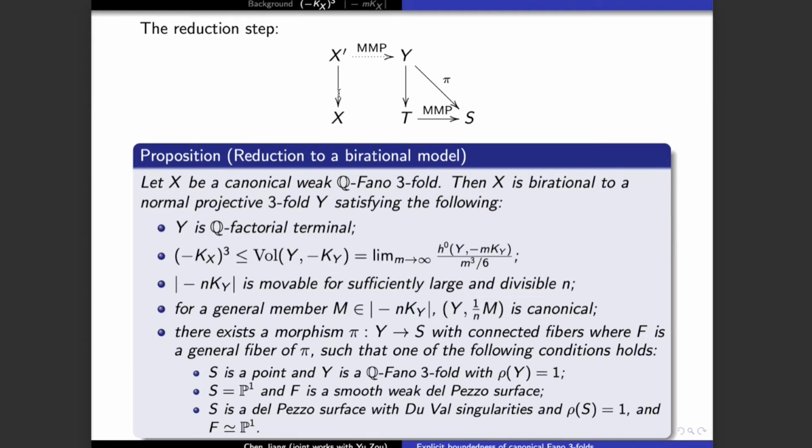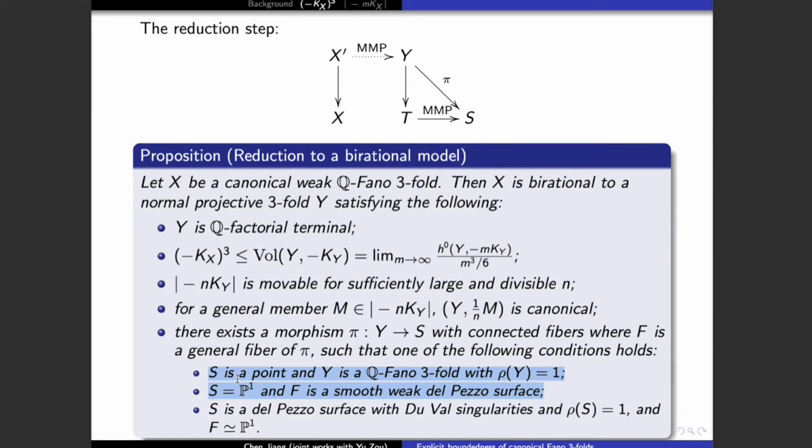Okay, so this is the proposition, and the proof is actually not so difficult. Starting from X, as I draw a picture here, we can do a terminalization to get a terminal X prime. And then we run MMP to get a Mori fiber space from Y to T. In this case, if the dimension of T is 0 or 1, then we already have these two cases. So we take T to be S, and we are done.